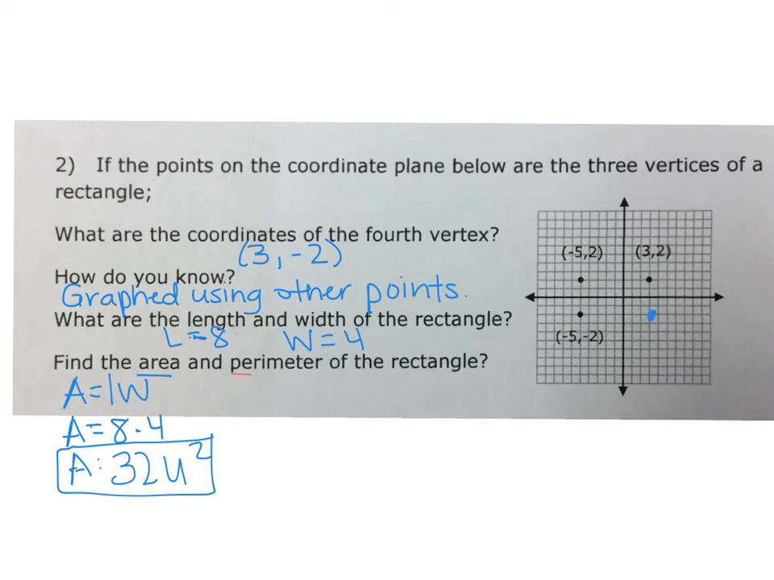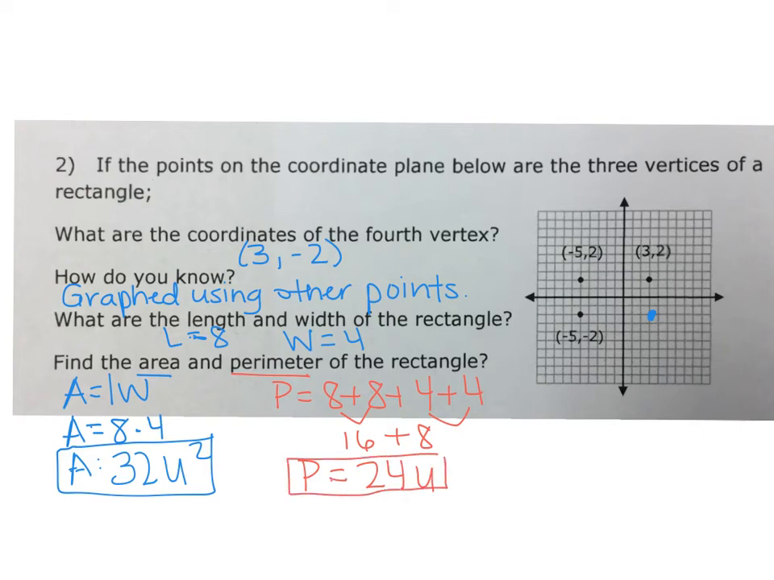Okay, let's do the perimeter next. So perimeter, and we want to add all the sides. So we know we have 8 plus 8 plus 4 plus 4. So that gives me 16 plus 8, and my perimeter equals 24 units. Remember, perimeter is not squared because it's just the distance around the outside.